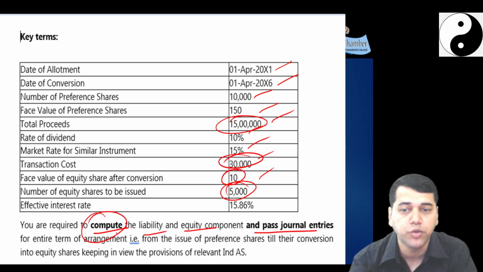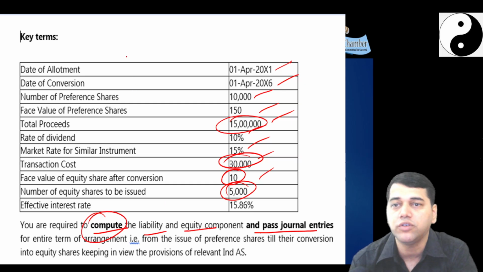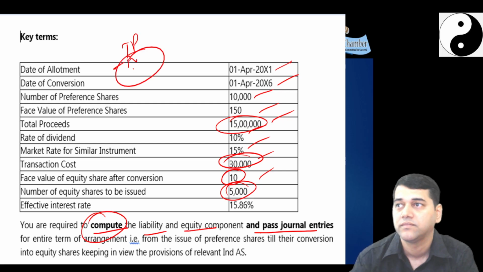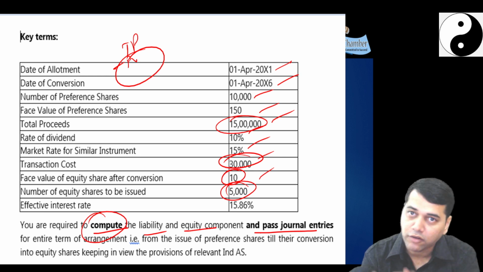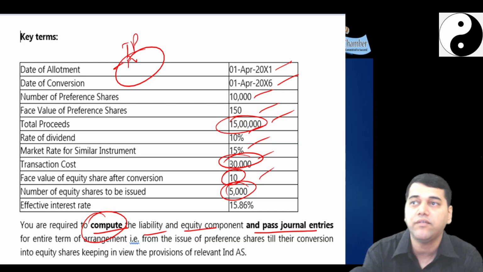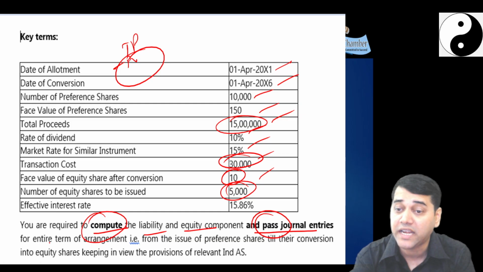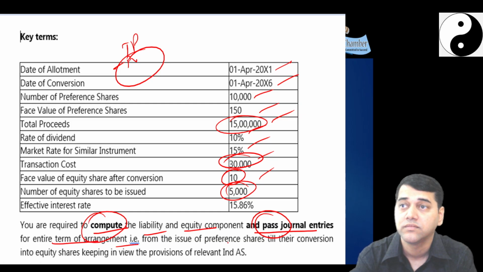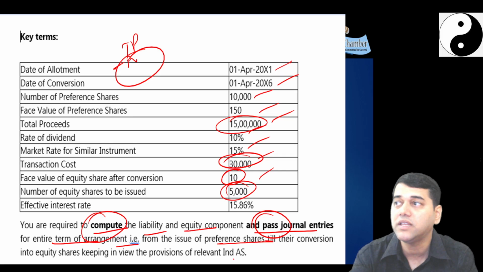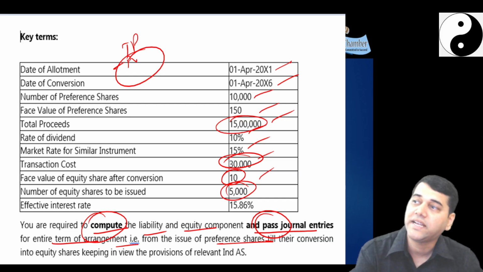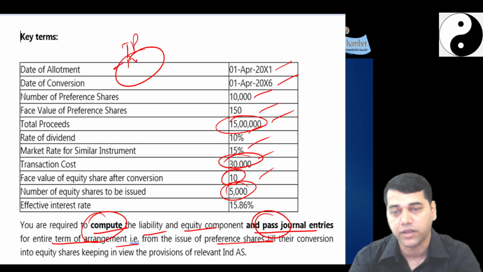Since they said compute, what we used to do all the time is transaction price minus fair value. In this fair value working we are doing here only. But let us first do the calculation of the fair value of the instrument, and then we will compute the liability on this and pass journal entries, specifically for the entire term of the arrangement from the time it is issued till its conversion. Previously we used to just bifurcate it. This time we are going to learn how to do the entire accounting of a compound instrument. So what is my first thing?